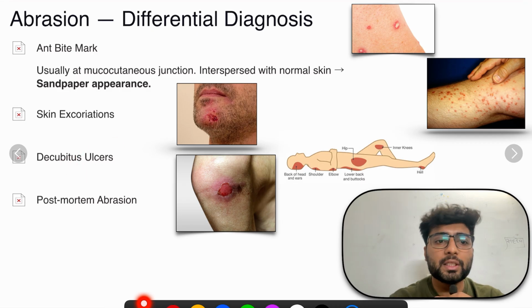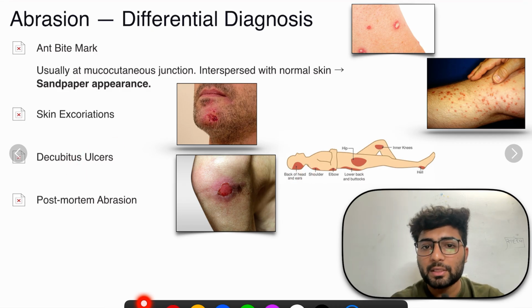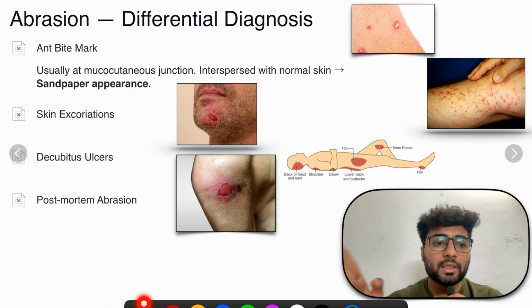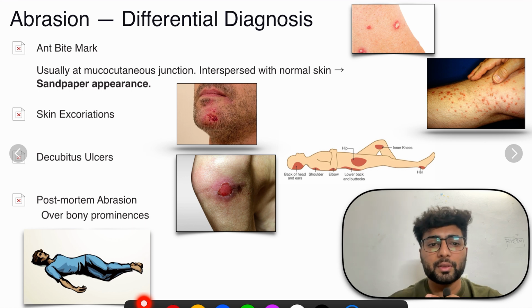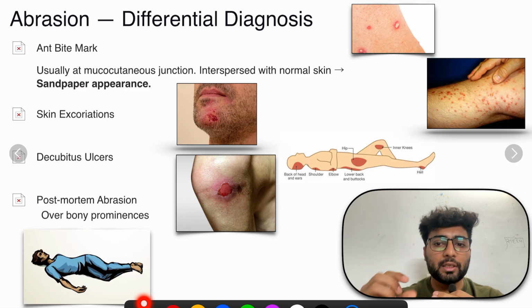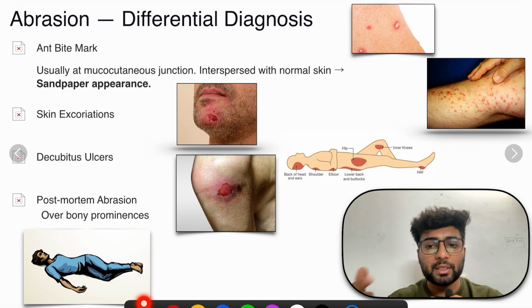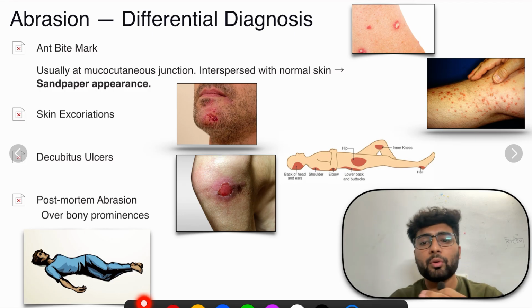Third one is decubitus ulcer, it occurs at the pressure areas. Whenever a person lies down there are some pressure areas where these ulcers occur, so these ulcers are due to the pressure areas, not due to any physical injury or abrasion. Last one is post-mortem abrasion. See, when a person dies, the body is lying at a specific location. Wherever there are bony prominences, those prominences will create pressure. And due to that pressure, we will have abrasion. So this is a post-mortem abrasion. It is seen only over the bony prominences.